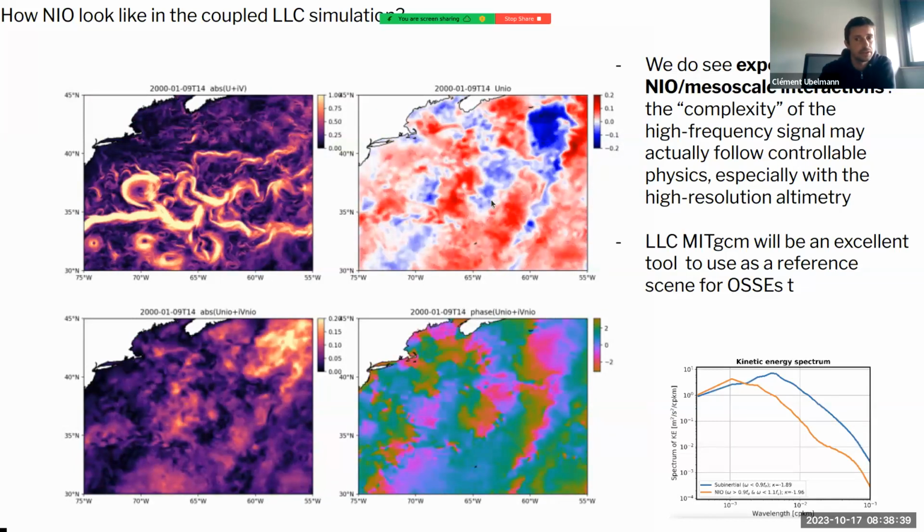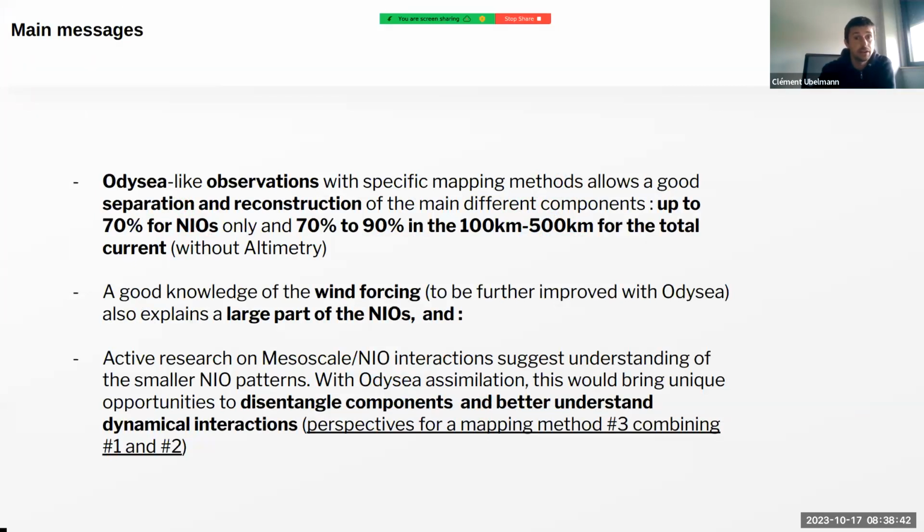I think I can leave you with main messages here: the very good scores of reconstruction with ODC-like observations, and the different methods to handle the NIOs, even without wind forcing, and then with wind forcing and very simple slab models. And third point, all the perspectives we have in merging that all together. That's the end, Clément. Now we can take questions and go back on some results.